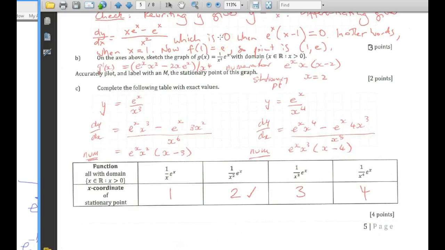All right. So most of the class got 2 out of 3 because the easy bit, the reading off the graph, they left out. So part B, on the axis above, sketch the graph. Now this was a non-calculator question, so that was pretty tough. g of x is 1 on x squared e to the x. So that was a very, very tough question.